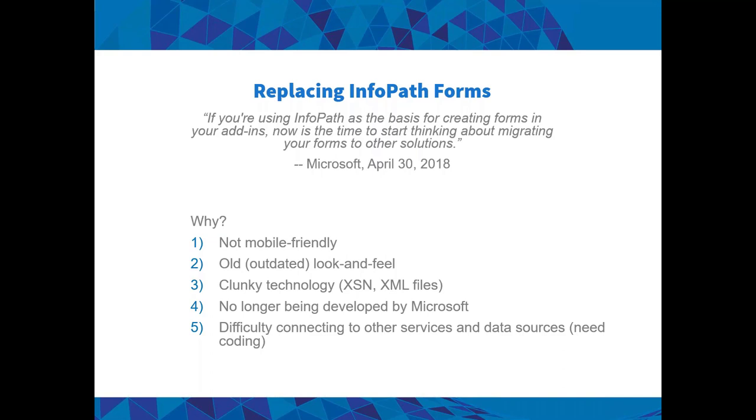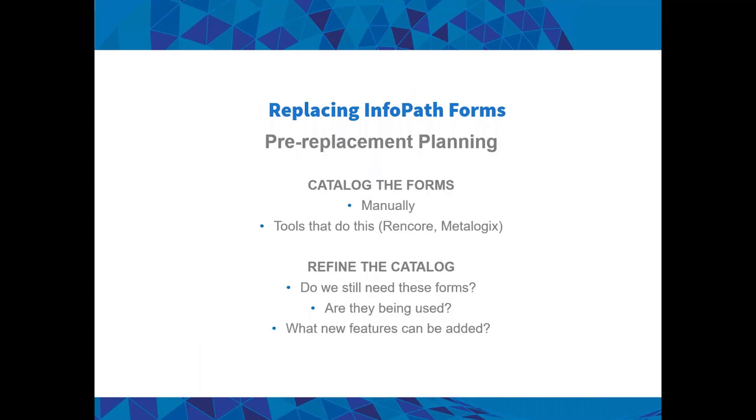So, okay, if you decide you need to replace InfoPath forms, what do you do? Well, there has to be some planning, and our approach is you need to catalog the forms, whether you do this internally or with our help. You can do it manually. If you know what your forms are, you may only have a few of them and you just want to list them. There are also tools that will go in and query your SharePoint server and give you a list of those InfoPath forms that are in there.